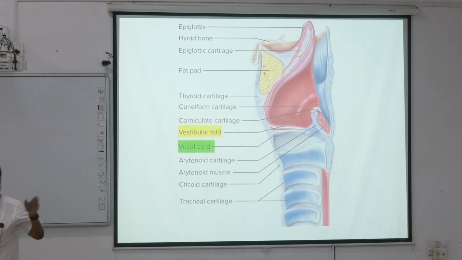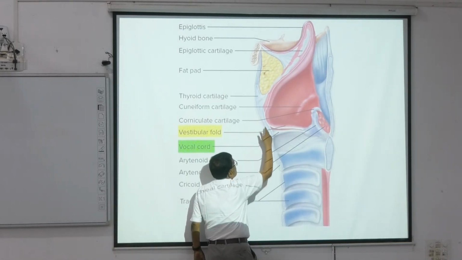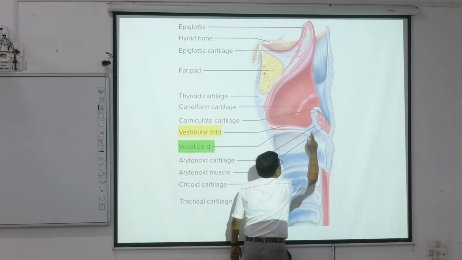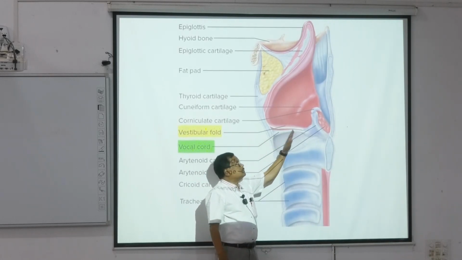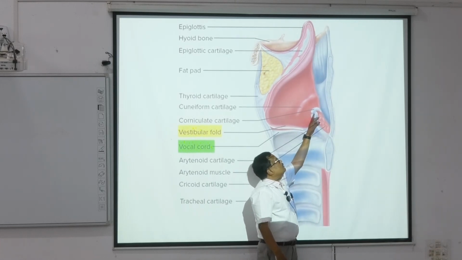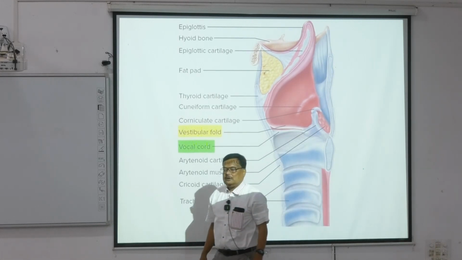So this is the cut section of the epiglottis, and the cavities look like that. This is the cut section of the thyroid cartilage, this is the cut section of the cricoid cartilage, and this is the arytenoid cartilage. You cannot see the arytenoid cartilage from the front; you can only see it from the back side. And above the arytenoid cartilage, this is the corniculate and here the cuneiform cartilages. Next.